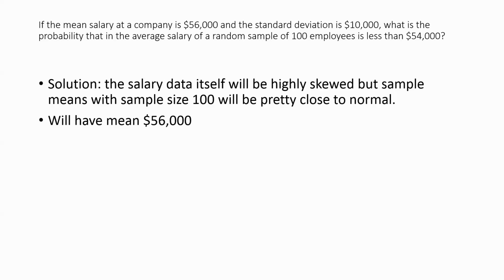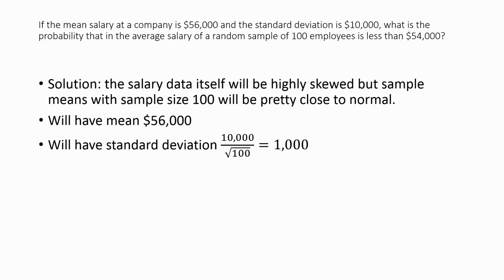And this normal distribution will have mean $56,000. That ought to make sense. If different people take different samples, and the actual population mean is 56,000, then you would expect the sample means to be centered around 56,000 too. And the standard deviation will be 10,000 divided by the square root of 100, or 1,000. So now we can answer our question.